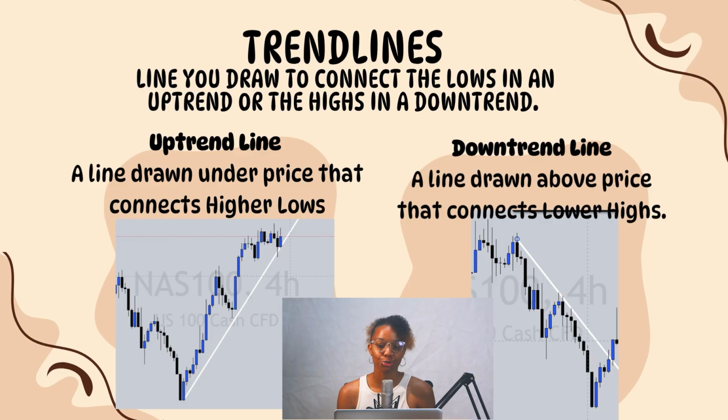Let's move along. All right, now we are going to get into trend lines. This is going to put it all together. A trend line is a line that you draw to connect the lows in an uptrend and the highs in a downtrend. So here in this example is an uptrend line. This is a line that is drawn under price that connects higher lows. So if we go back, an uptrend is a bunch of higher highs and higher lows. Well, the trend line is going to put that together and actually show you where it is.